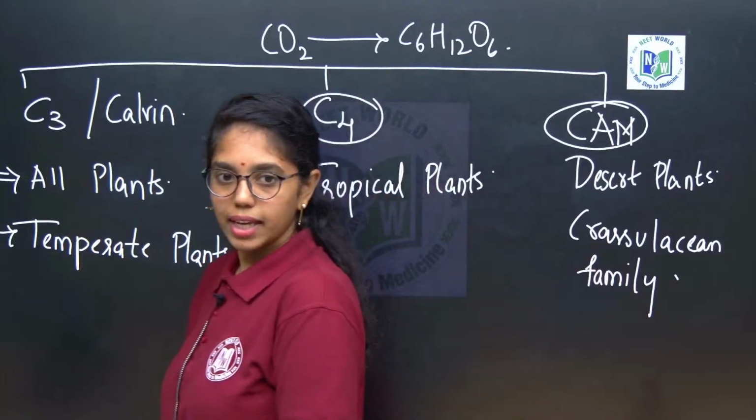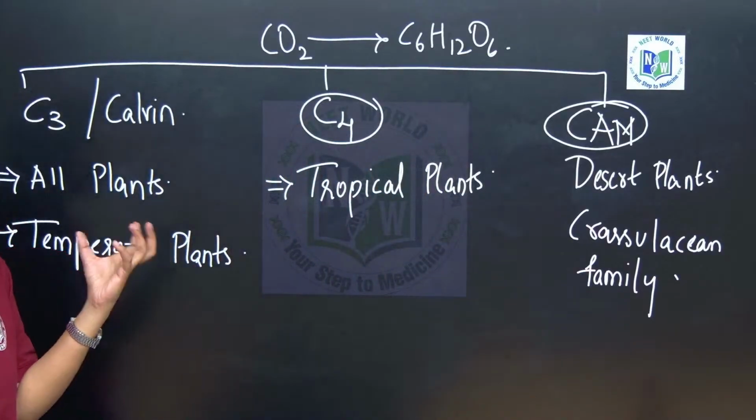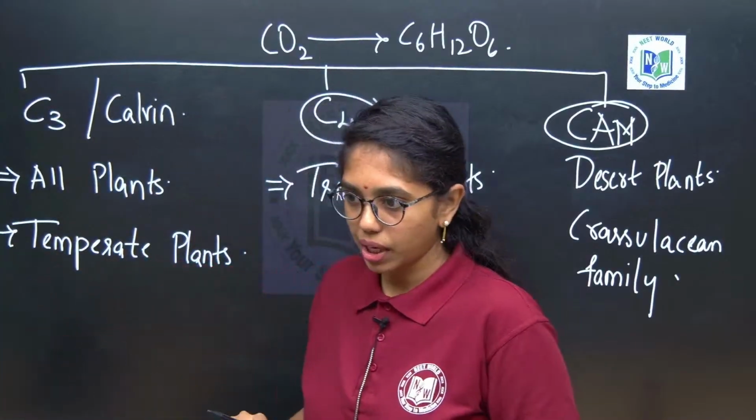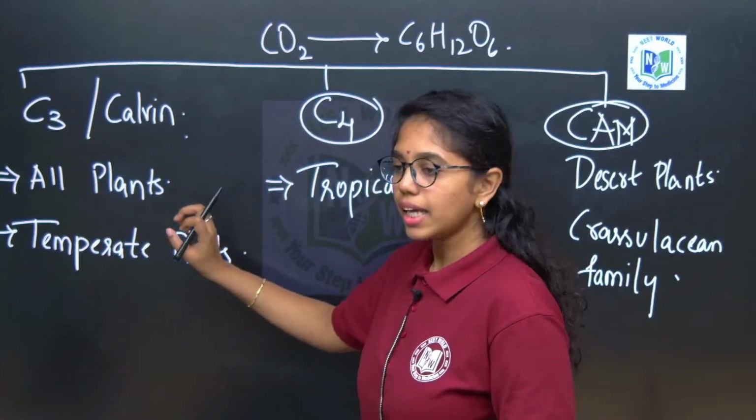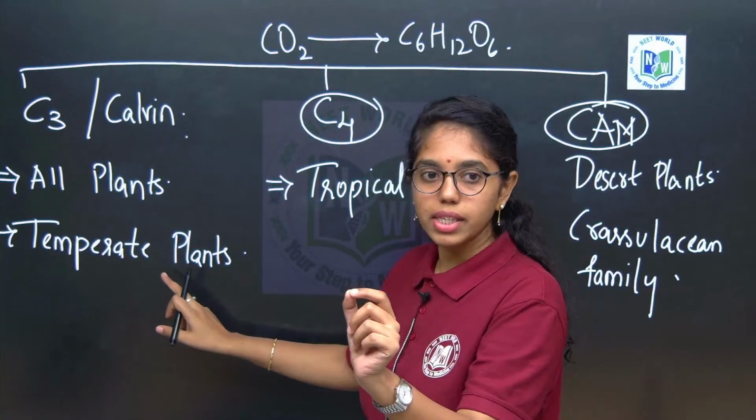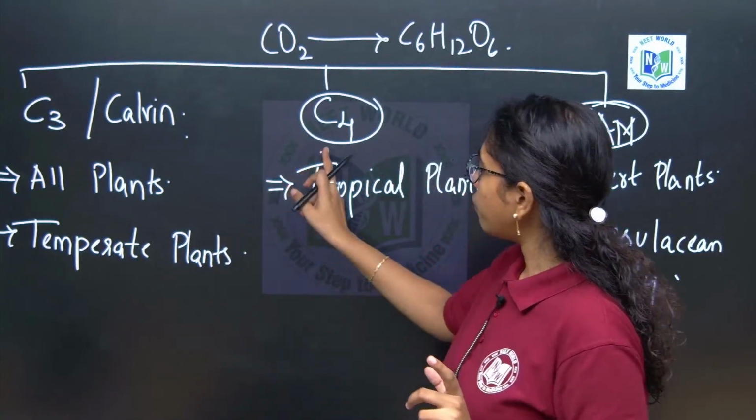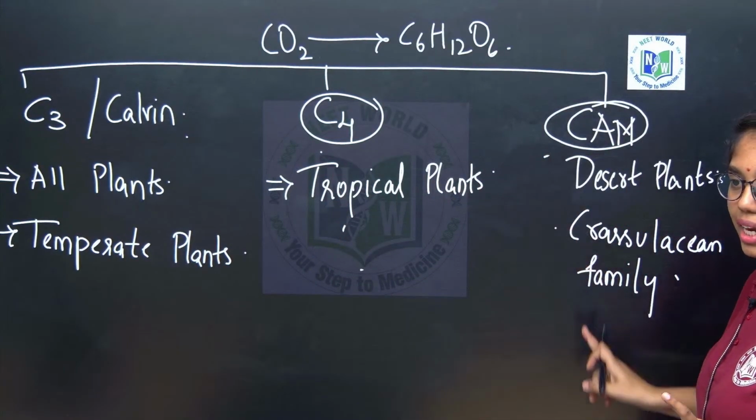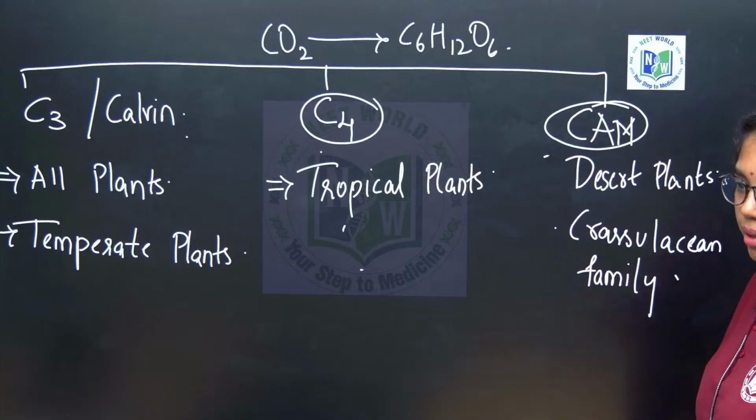Done? Easy, right? So, only a few points to remember. I will add many other points when we are dealing with the advanced classes. So, the C3 cycle is observed in all the plants, especially only the C3 cycle is seen in temperate plants, the C4 cycle is seen in tropical plants, the CAM cycle in desert plants and Crassulacean family members.